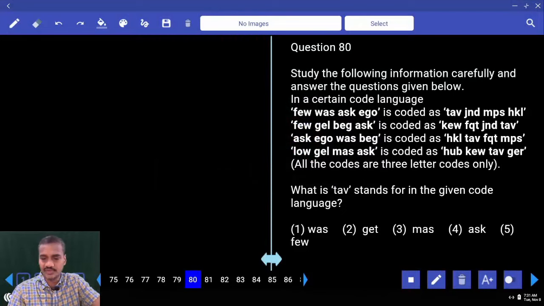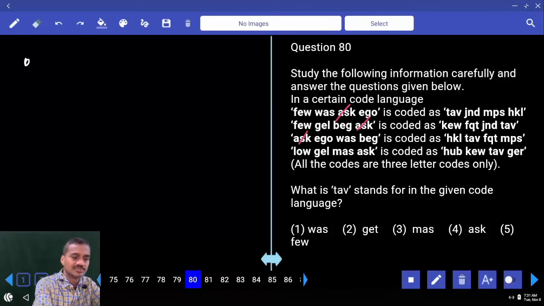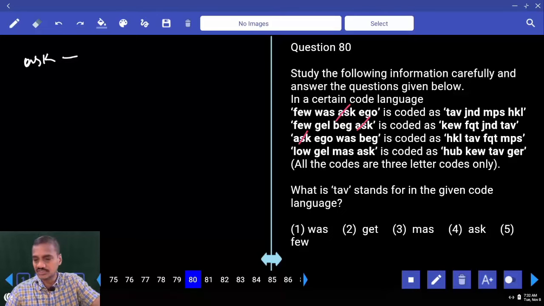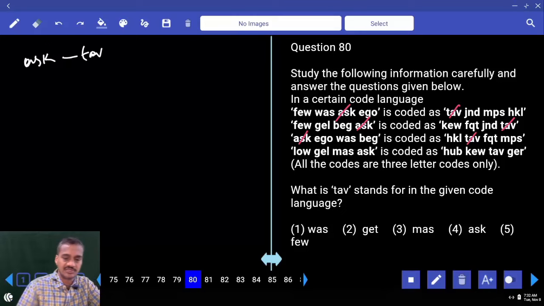Now, few and ask. If you observe here, ask is the word that is common in the first, second and the third statements. And what is the code that is common here? TAV is common, isn't it? TAV is the code that is common. The code given to the word ask is TAV.